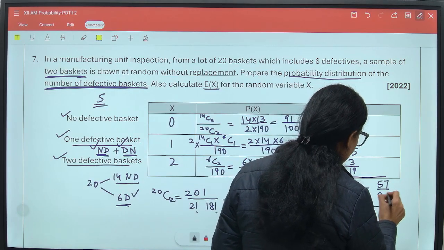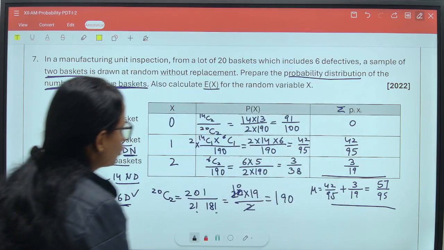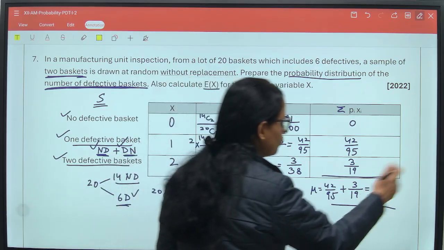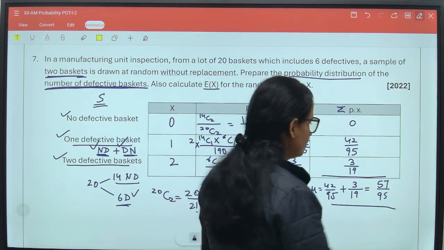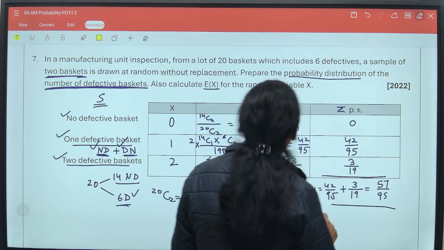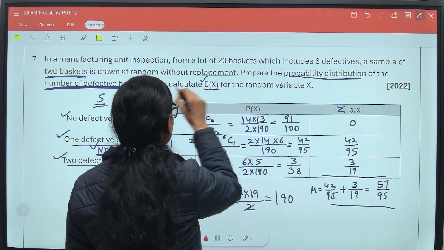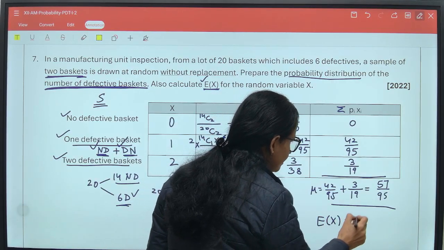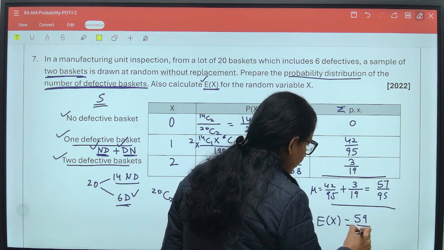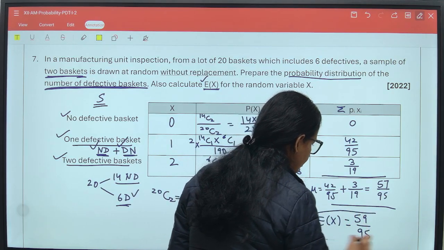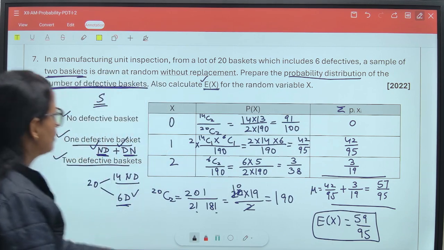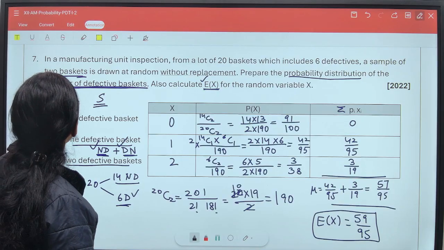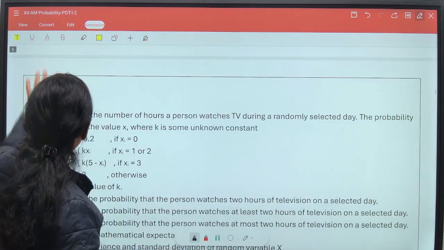Is this in lowest form? Always make sure that the answer is in the lowest form. Yes, you can leave it here or you can even convert it to a decimal number. The question says calculate Ex, so write it in terms of Ex only. So Ex is 57 by 95. Always highlight your answer. So this is the expectation for the random variable X. Clear? Okay, so let's move to the next question.